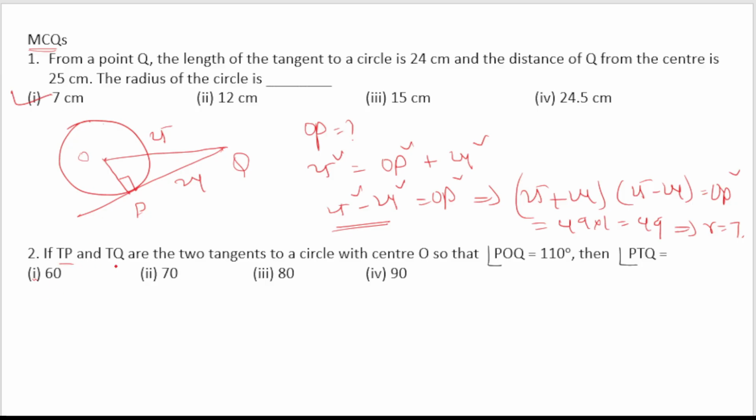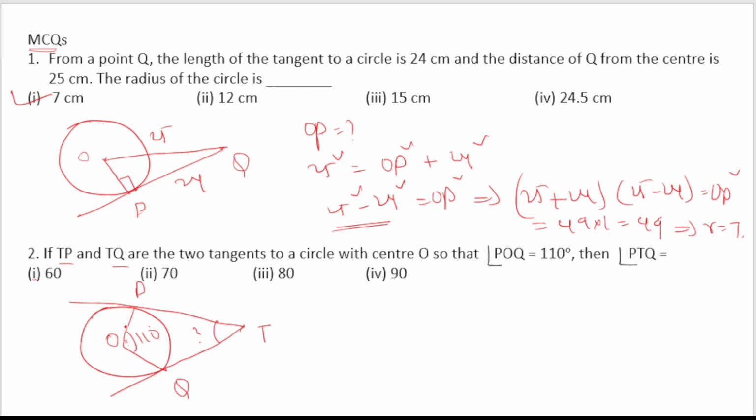Second one: if TP and TQ are the two tangents to a circle with center O. This is the circle, this is point T, this is P and this is Q. TP and TQ are two tangents to a circle with center O, such that angle POQ is 110 degrees. So what is angle PTQ?